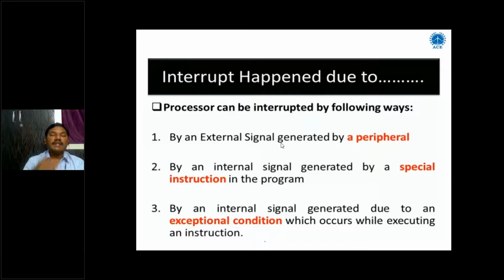Next, by an internal signal generated by a special instruction in the program. Some instructions in the program will generate this interrupt. That is one more way of creating the interrupt. Next, by an internal signal generated due to an exceptional condition. A few conditions occur during the execution of an instruction. In these three cases, interrupts will occur. So these are the main three ways to create an interrupt.